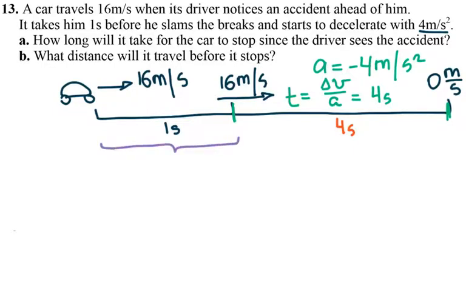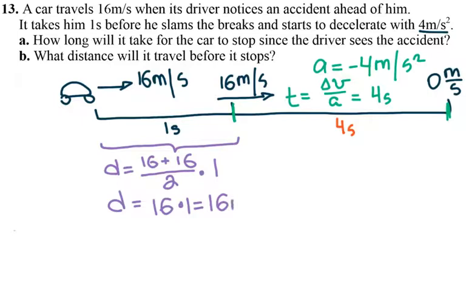Because here he was traveling at the constant speed. The speed wasn't changing. So you have the distance here traveled, average velocity. You have 16 initial, you have 16 final, divided by 2 times 1 second. And sometimes when they say average velocity and your velocity is constant, you can just write 16 times 1, and that gives you 16 meters.